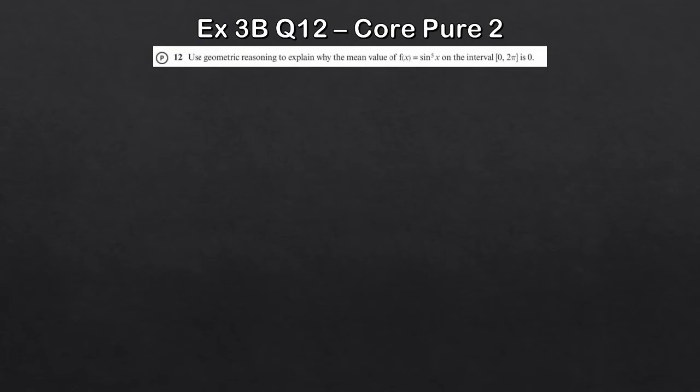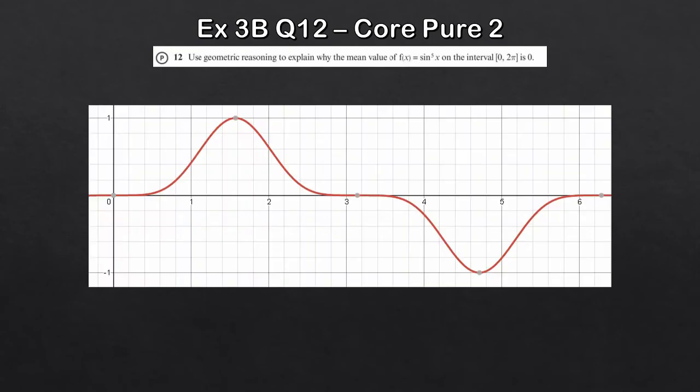So the question asks you to use geometric reasoning to explain why the mean value of f of x equals sine to the power of 5x on the interval 0 to 2 pi, why is it 0? So if we're using geometric reasoning, a good concept here is to get a graph. So I've used Desmos for this. You can try and draw it by hand if you want. Desmos is a really nice tool for doing this. So this is my graph here now.